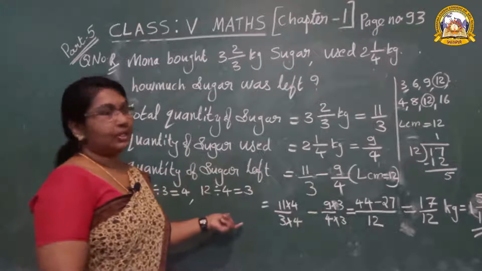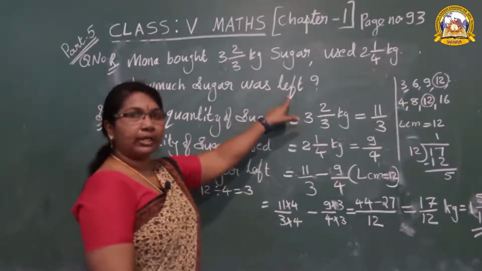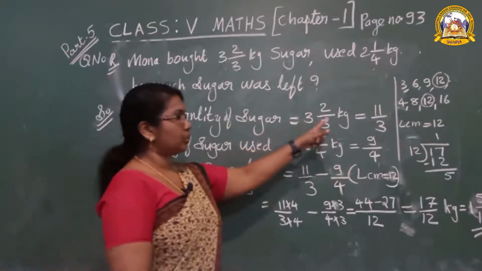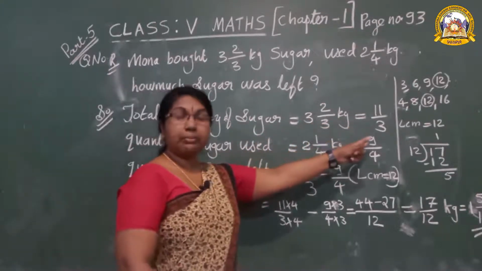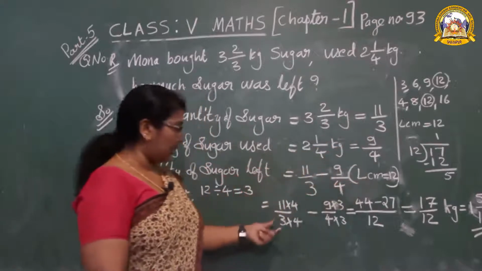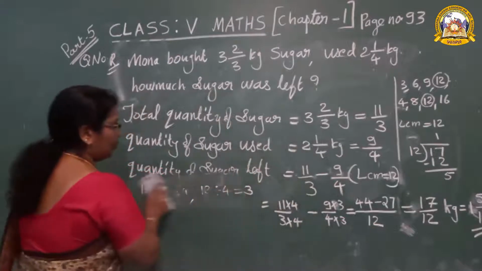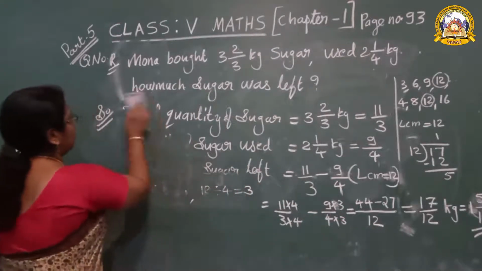Understood, no? When the question asks to find out what is left, left means you have to subtract. While subtracting, because the fractions are unlike, you have to convert both into like fractions. Here we got the like fractions. So now look here, students. Now see the next questions.